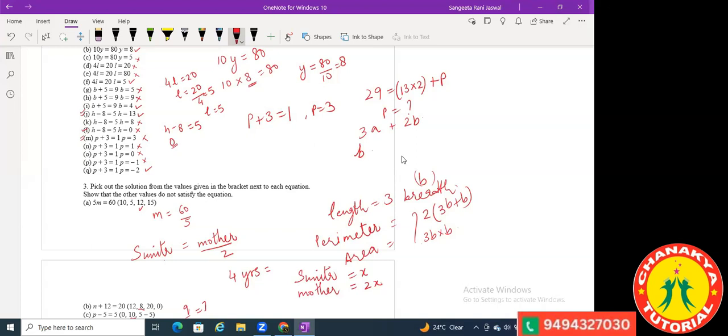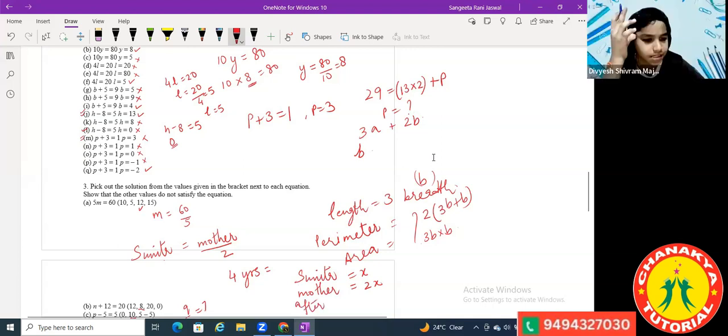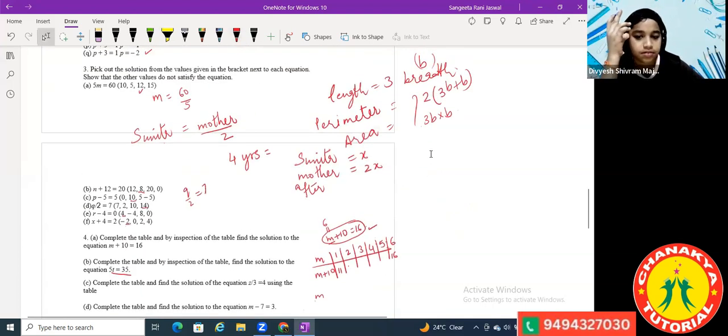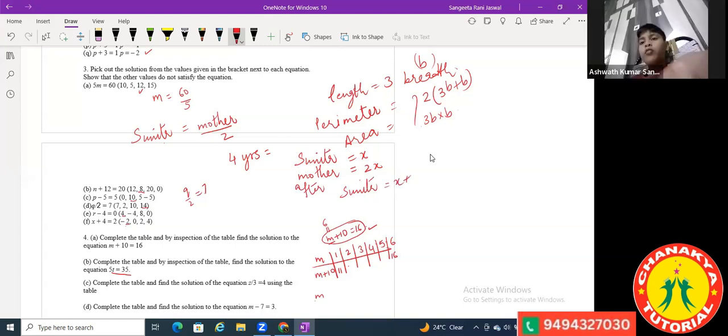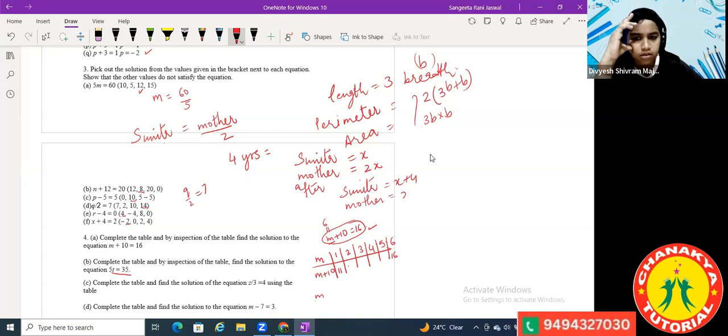So Sunita's age is x and mother's age is 2x. So after 4 years, what will it be? After 4 years, Sunita's age will be x plus 4 and mother's age will be 2x plus 4.